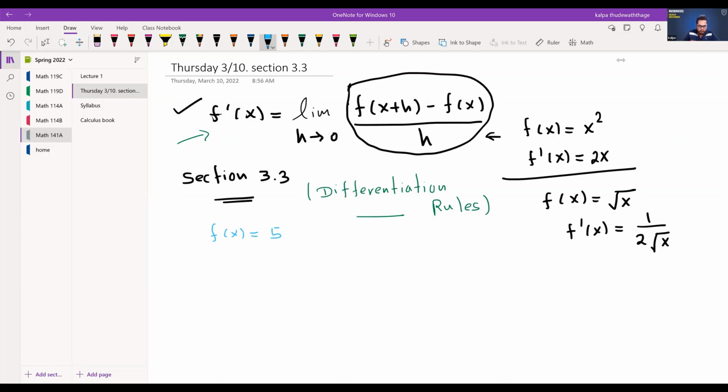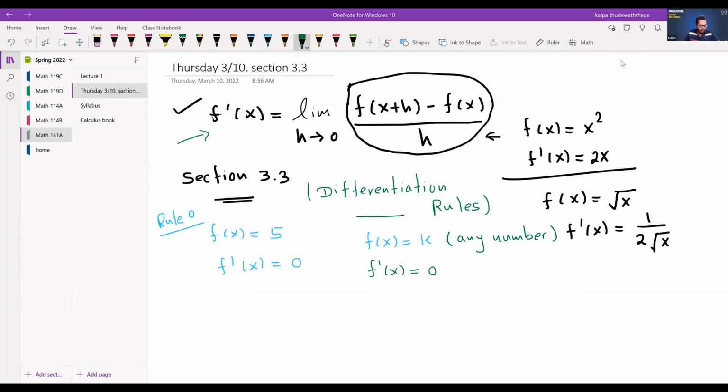As a first rule, we talk about a constant function, let's say 5. This is rule number 1, or you can just say rule number 0. If you take the derivative of a constant function, it's always 0. For example, if your function is equal to k, where k is just a constant and can be any number, the derivative of that function is always 0.